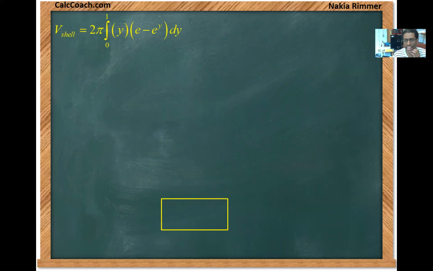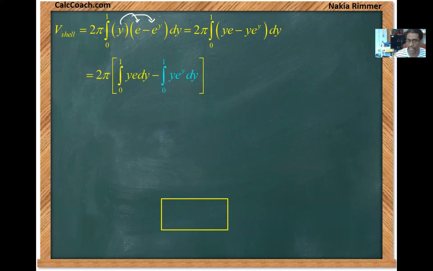It was y for the radius, and e minus e to the y for the height. And that's y times e, distributing, and y times e to the y. Now, y times e looks a little strange, but it's a constant times y. So y squared over 2 would be the antiderivative of that. And then the y e to the y is a different animal, though. That's going to require integration by parts. Two functions multiplied by each other.